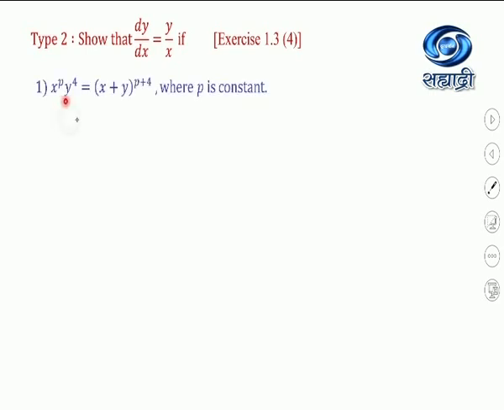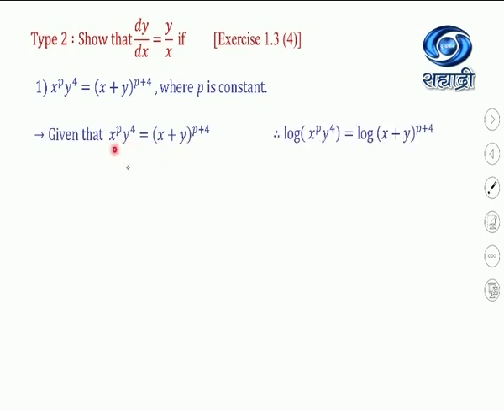And now to see our next type, number 2. Show that dy by dx equal to y upon x if we are given this example where p is constant. This is from exercise 1.3 and type number 4 or example number 4. What is our example? X to the power p into y to the power 4 equal to x plus y raised to p plus 4. Here p is constant, say. Okay, now this is the given thing.